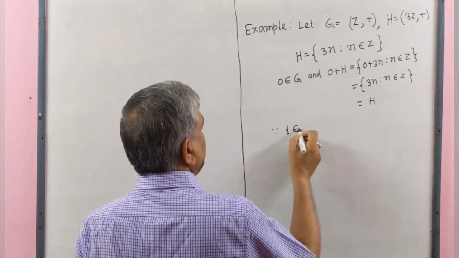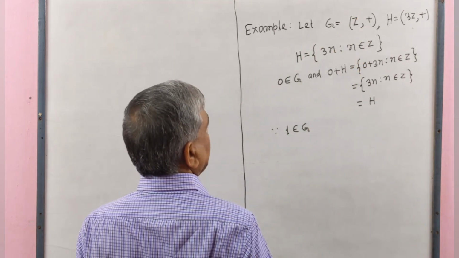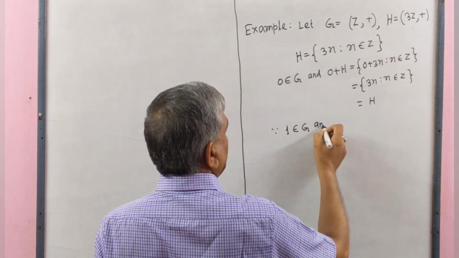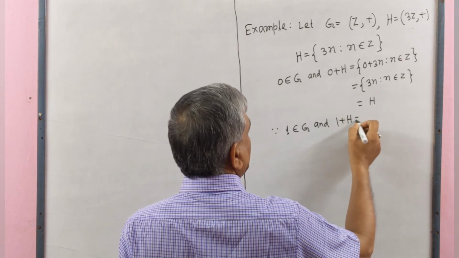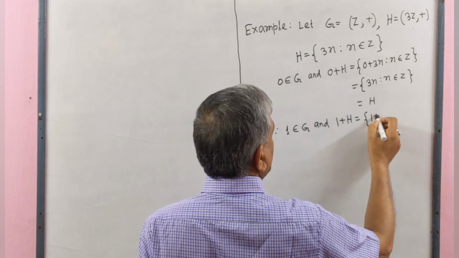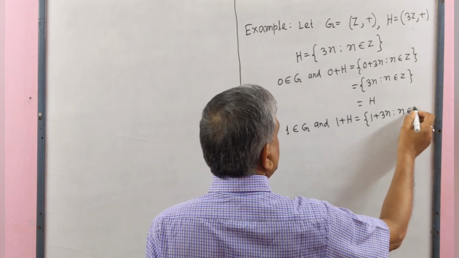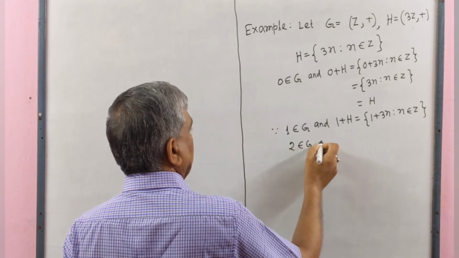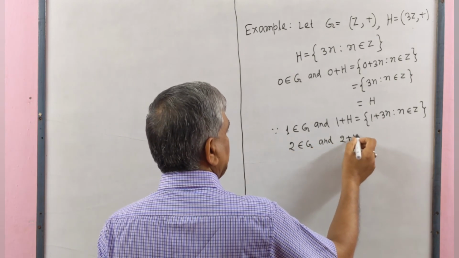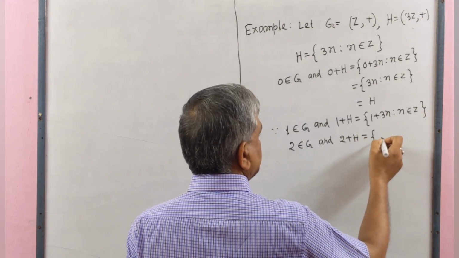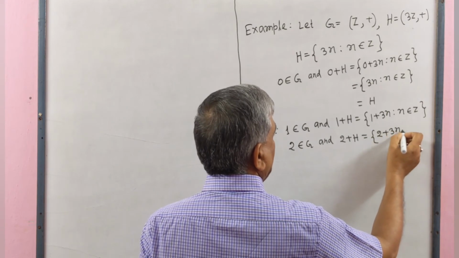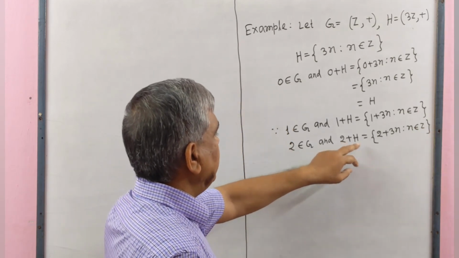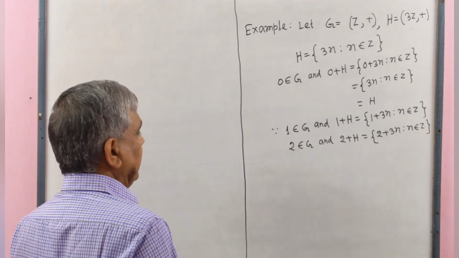Since 1 is an integer that belongs to Z, that means 1 belongs to G, and 1 plus H equal to 1 plus 3n, n belongs to Z. This is another left coset. 2 belongs to G, and 2 plus H equal to 2 plus 3n, n belongs to Z. This is another left coset.